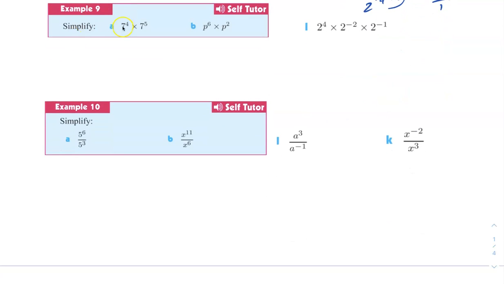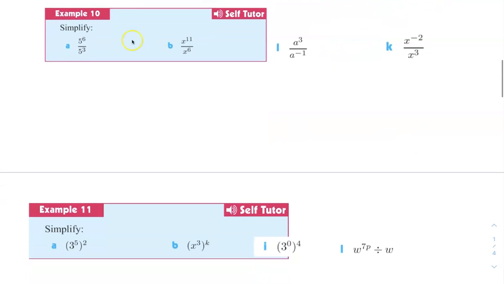First one here, 7 to the 4th times 7 to the 5th. We add the powers, you get 7 to the 9th, 4 plus 5. Same thing here, that's going to be p to the 8th. Over here, you're multiplying three things, it's okay, they all have the same base. So you get 2 to the 4th plus negative 2 plus negative 1, which gets you 2 to the 1st. If we want to simplify this, remember, dividing means subtracting, so I'm going to get 6 minus 3, which gets me 5 to the 3rd. 11 minus 6, which will give me x to the 5th.